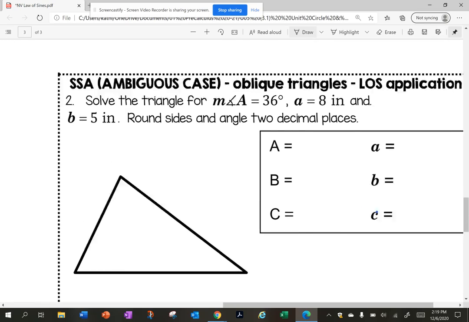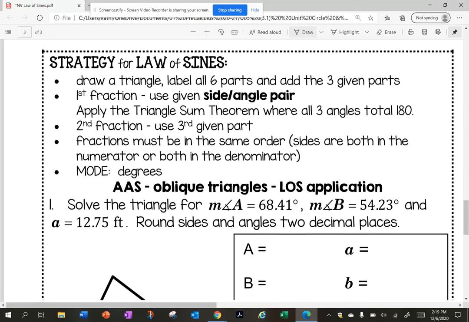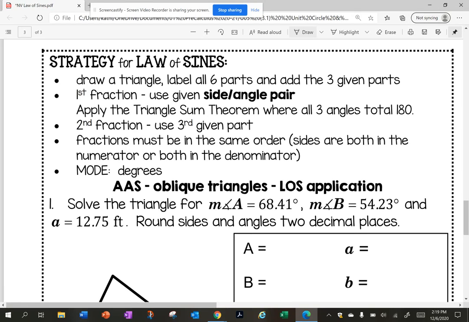Okay, so the strategy for solving this is I want to draw a triangle. I want to label the 6 parts. There are 3 sides and 3 angles. Add the 3 given parts. And then when I am choosing, I need to set 2 of my 3 fractions together. I need to make sure I'm always choosing the fraction that has the side angle pair.